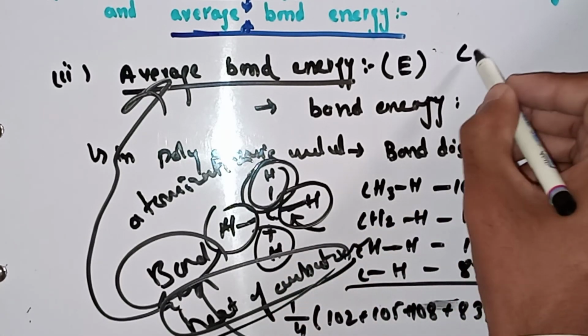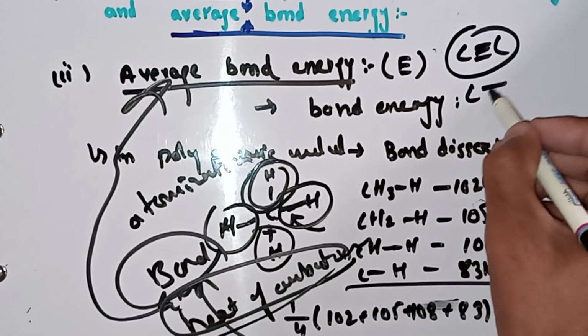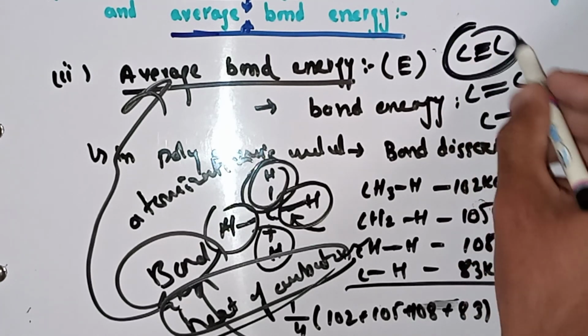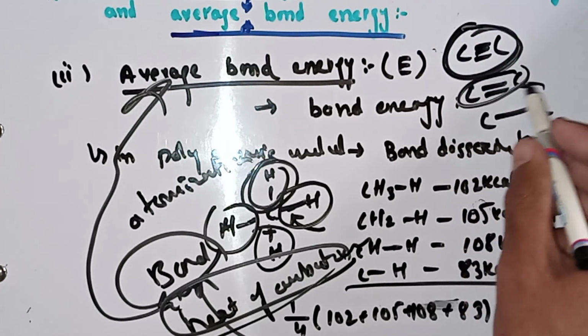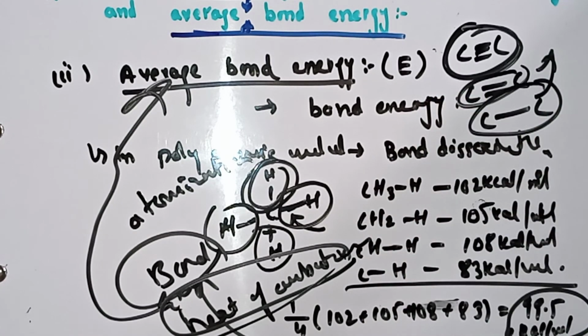Let's suppose this is a shorter bond, while this is a longer bond, while this is a much longer bond than this one. So this will require more energy, this will require less energy, this will require very little energy, so the bond dissociation energy will decrease. So these are all the points.